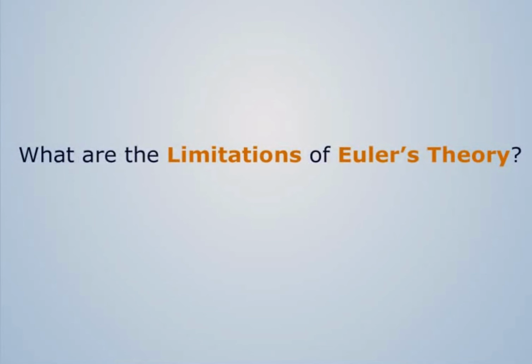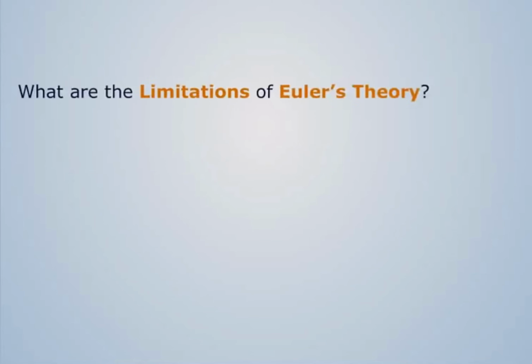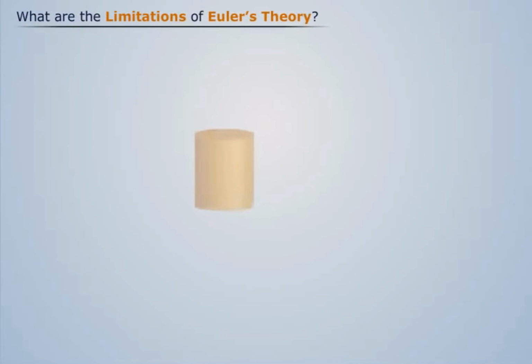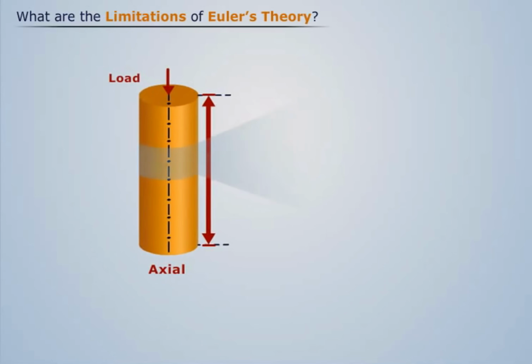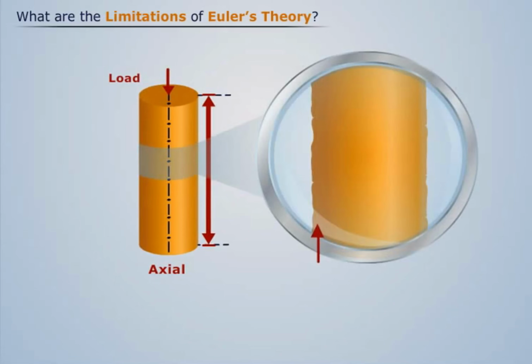What are the limitations of Euler's theory? Euler's formula was derived assuming that initially the column is exactly straight and the load applied is exactly axial. But some bend is always there in the column and the load may not be exactly axial.